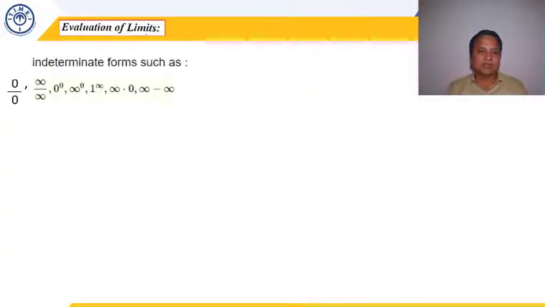Now, evaluation of limits. First, we should know what are indeterminate forms. 0 upon 0, infinity upon infinity, 0 to the power 0, infinity to the power 0, 1 to the power infinity, infinity multiplied by 0, or infinity minus infinity. These are indeterminate forms. So how do we evaluate the limits?